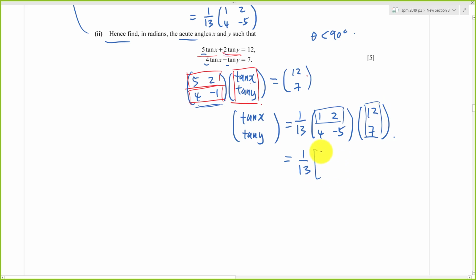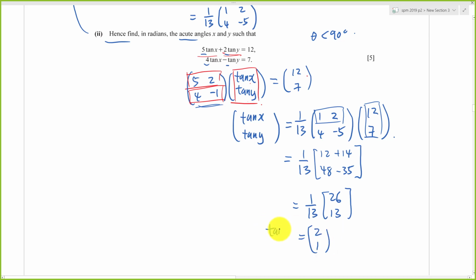So 1 multiply 12 is 12. 2 multiply 7 is 14. And then 4 multiply 12 is 48. Negative 5 multiply 7 is minus 35. So I will get 1 over 13. Here will be 26. This one will be 13. So it's just nice. I will get 2, 1 for my tangent x and tangent y.